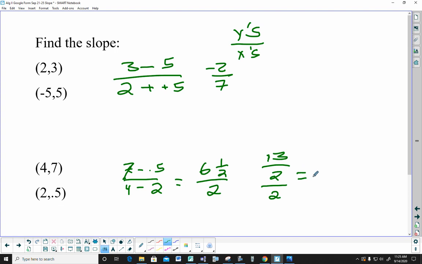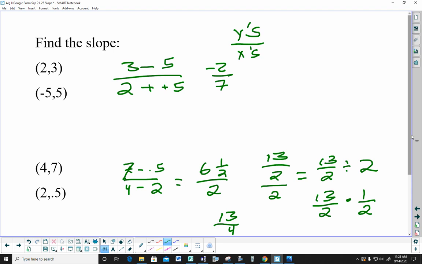Now I'm going to write this differently. I'm going to go 13 halves, and you have to do this step, it's being divided by 2. I got ahead of myself. 13 halves is being divided by 2. So that's 13 halves times a half. Dividing is multiplying by the reciprocal. And now you multiply straight across. So your answer is 13/4. Don't write that as a mixed fraction. Nope. Leave it as an improper fraction. It has to be reduced, but don't write it as mixed.